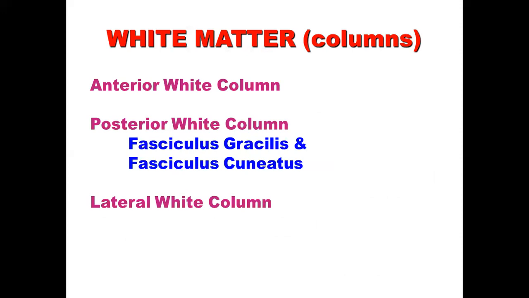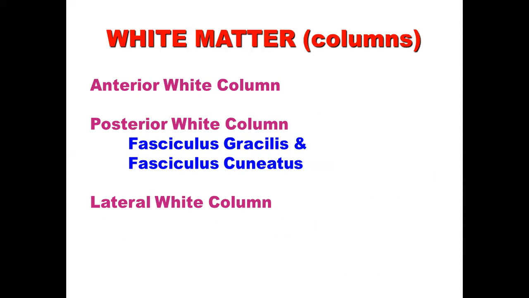White matter is organized into columns. We have anterior white column, posterior white column, and lateral white column. And these white columns, anterior, posterior, and lateral, contain the tracts, ascending and descending.